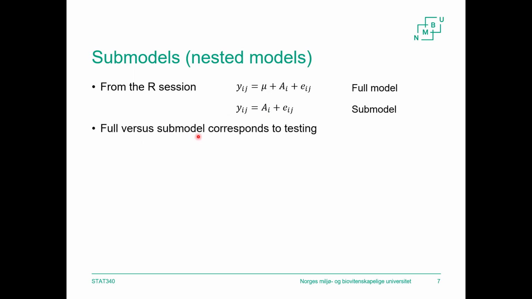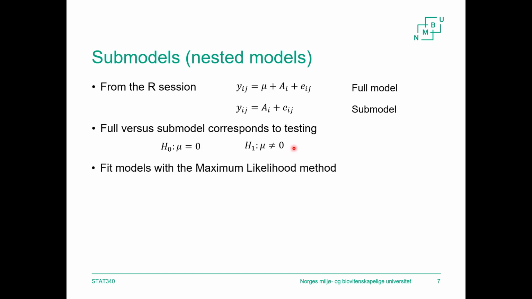So full versus submodel corresponds to now testing this exact null hypothesis versus this alternative hypothesis. Can you see that? If this one is true, then this one is the correct one. So comparing the full model to the submodel is actually comparing whether this one or this one is explaining our data.